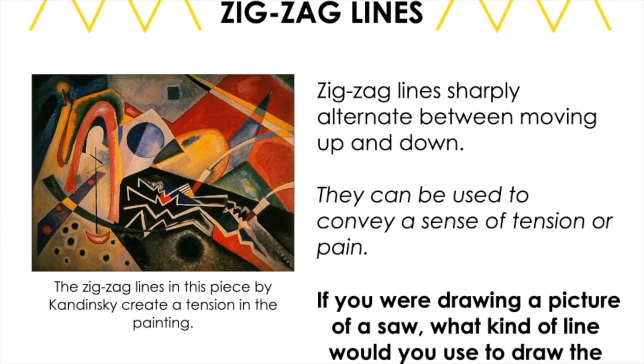Zigzag lines. Zigzag lines sharply alternate between moving up and down, as opposed to wavy lines that are gentle. They can be used to convey a sense of tension or pain. The zigzag lines here are creating a little tension in the painting.